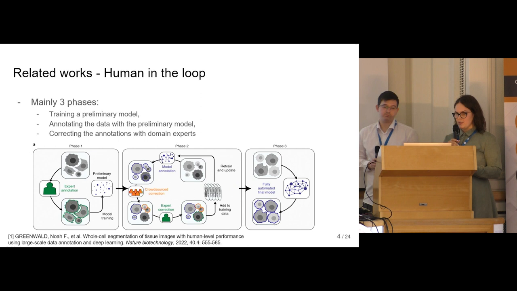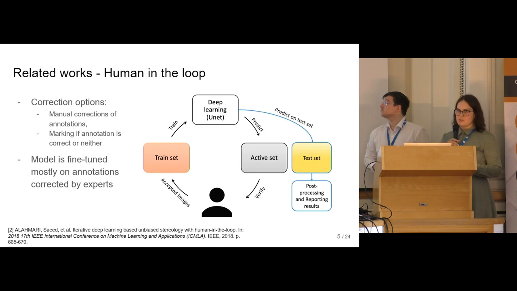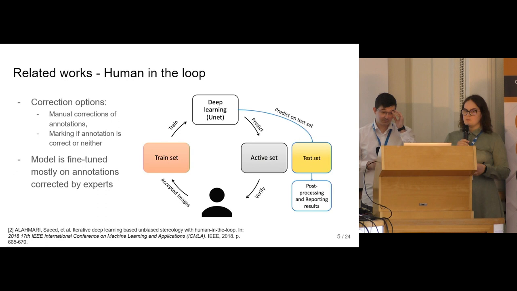Phases two and three can be repeated in a loop until there are no more incorrect annotations or until some other conditions are met. Adjusting annotations can be done in two ways. It's either manual correction of annotations or just marking the annotation as correct or incorrect. As a result, the model is fine-tuned on annotations corrected by the domain experts.